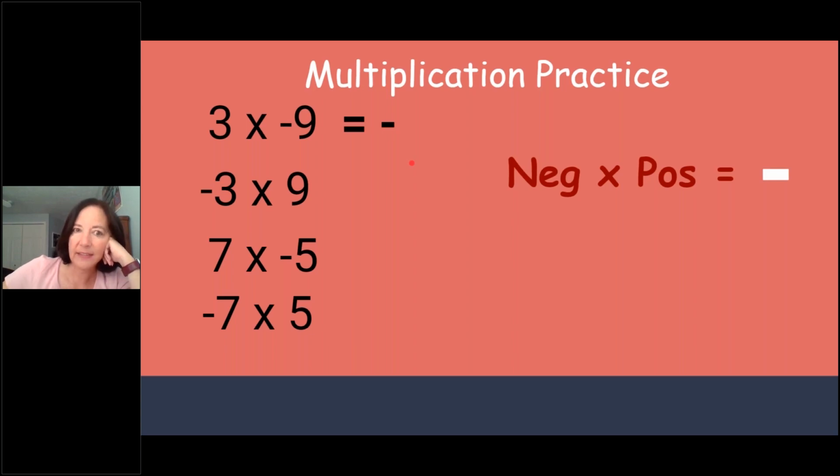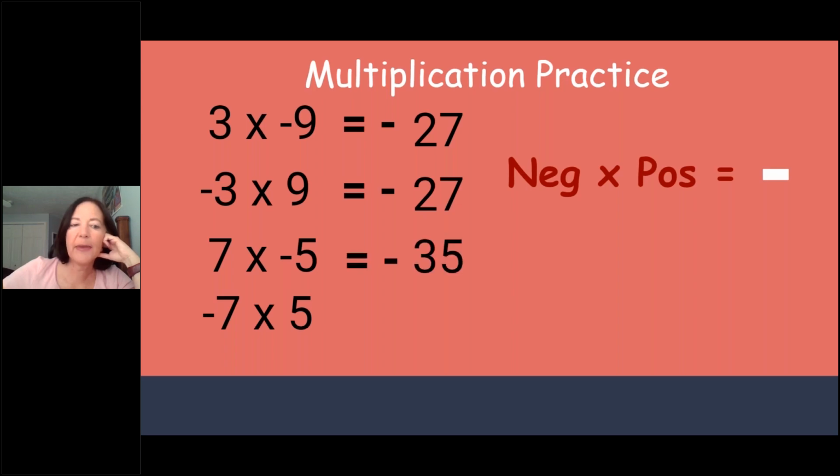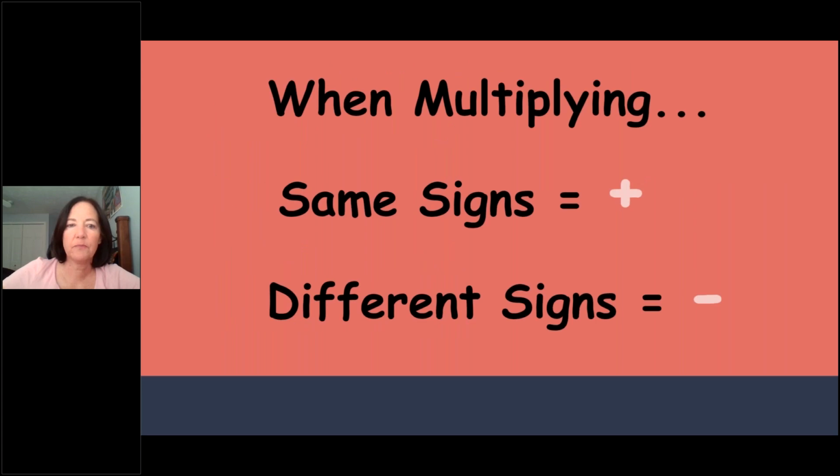27. Nice. Perfect. So now we have negative 3 times 9. What's that going to equal? A negative 27. Perfect. How about 7 times negative 5? Negative 35. Perfect. How about negative 7 times 5? A negative 35. Perfect. Okay, so remember, when multiplying, if the signs are the same, it's going to be a positive answer. Different signs, it's going to be a negative answer.